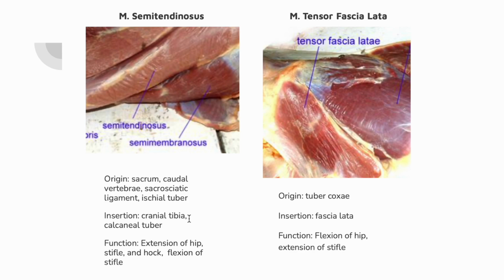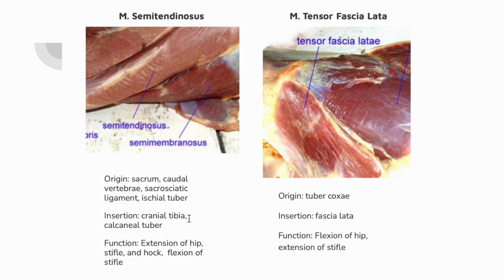And so the semitendinosus muscle is another part of the hamstring muscles, and it's the middle muscle of the caudal group. Its origin is the sacrum, the caudal vertebrae, sacroiliac ligament, and ischial tuber. Its insertion is the cranial tibia and the calcaneal tuber, and its function is the extension of the hip, the stifle and the hock, and the flexion of the stifle.